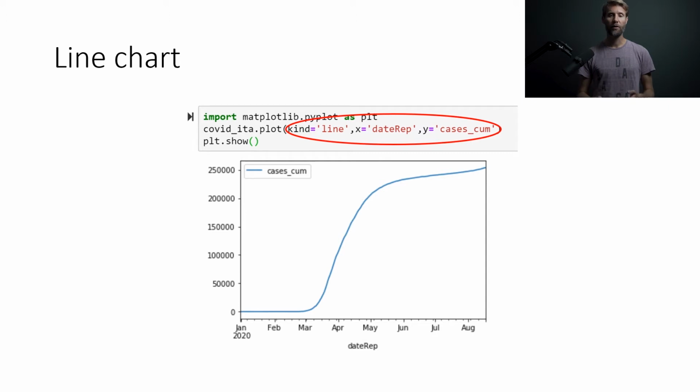In this example, we use the plot function with 3 parameters. This shows us how the number of cases developed since the start of the pandemic. We need to import the pyplot library of matplotlib to be able to use the plot function. The line chart shows us that the number of cases grew rapidly in March and April.